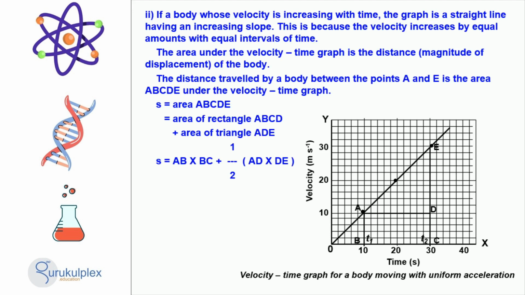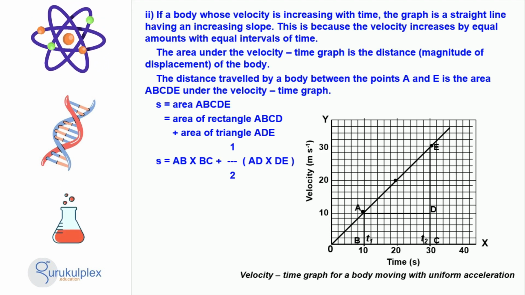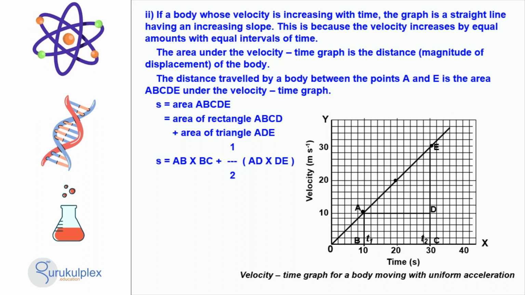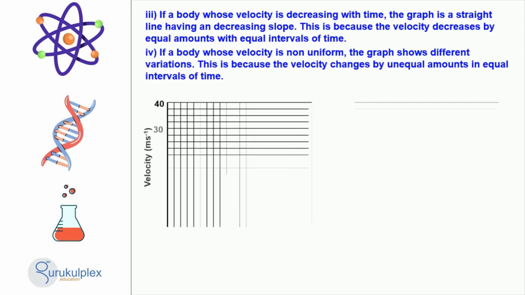The area under this graph denotes the distance traveled by the body from point A to point E, represented by the area ABCDE. The distance is equal to the sum of the area of the rectangle ABCD and the area of the triangle AD, as shown in equations 1 and 2. Thus, the velocity time graph can be used to measure the distance traveled, providing insight on the concepts of motion, displacement, speed, and velocity. The graph displays a visual representation of the concept of velocity.